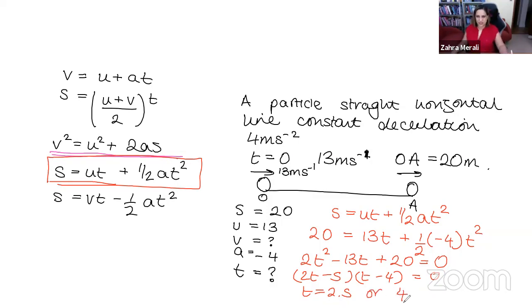Now, how can we have two T's? It's going in a straight line. What we've noticed is the acceleration is negative. So what it's telling you is the particle passes A, and then it changes direction, and it passes A again. So the first time that it passes A is 2.5, and the second time it passes A is 4. So the difference, or the time that it was beyond A, would be 1.5 seconds.